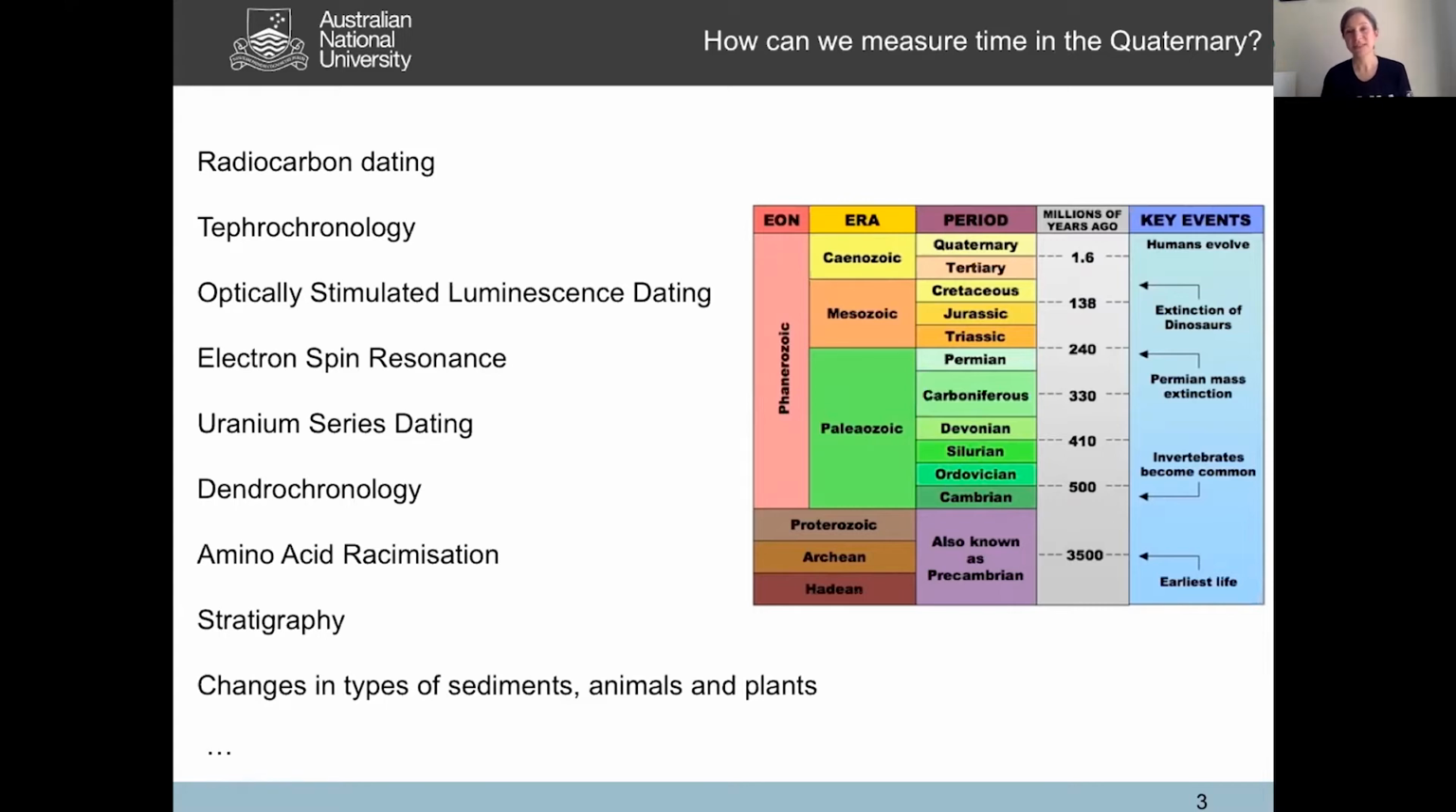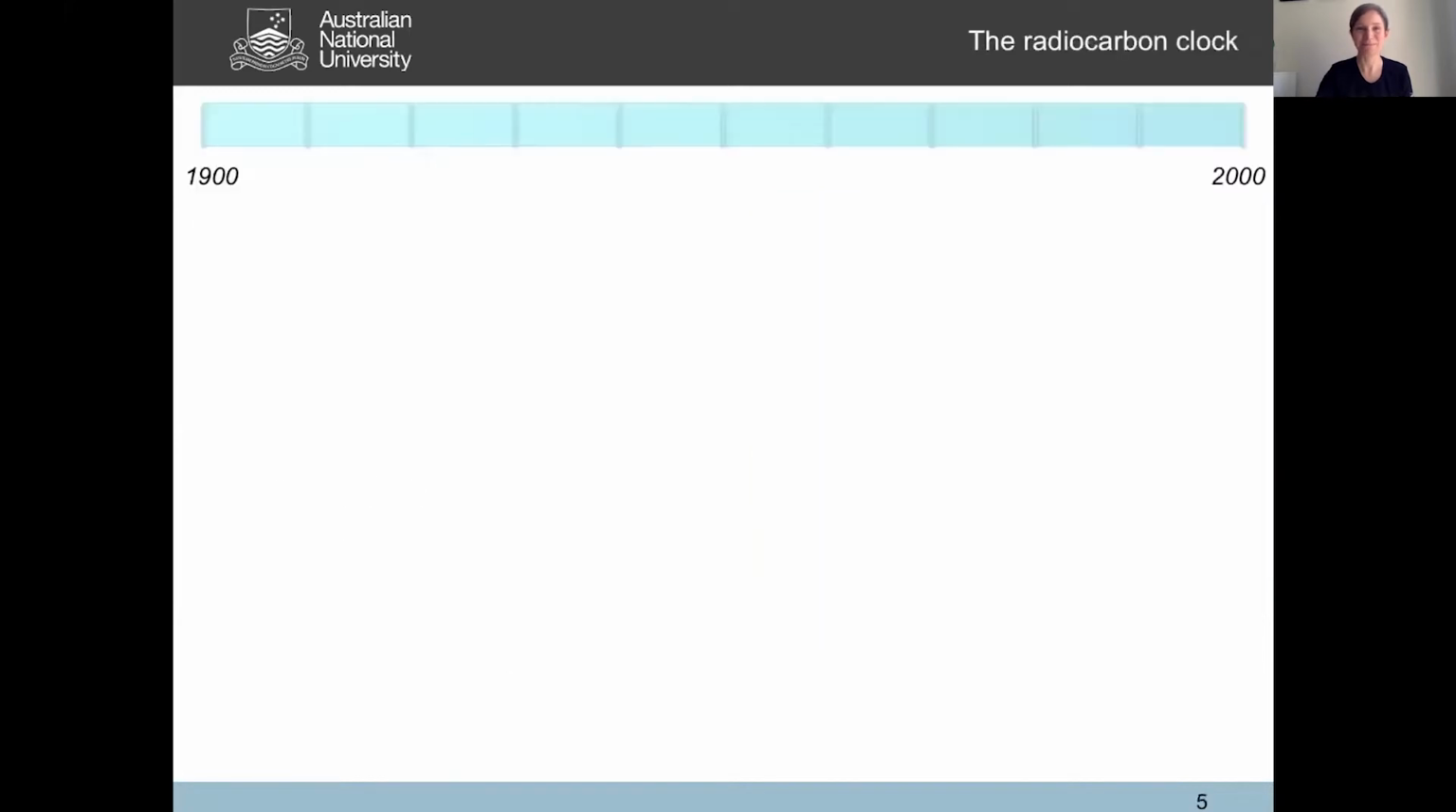Now, there's a lot of different dating techniques that we can use to work out how old things are in this time period. So we've got things like amino acid racemization, dendrochronology, this is counting tree rings, a whole range of techniques which are based on the decay of uranium. So uranium series dating, and then very strange techniques called electron spin resonance and optically stimulated luminescence. And tephrochronology is based on volcanism, so using volcanic explosions to work out chronologies. But the most widely used dating technique over these last 50,000 years is radiocarbon dating. And that is what we're going to be talking about today.